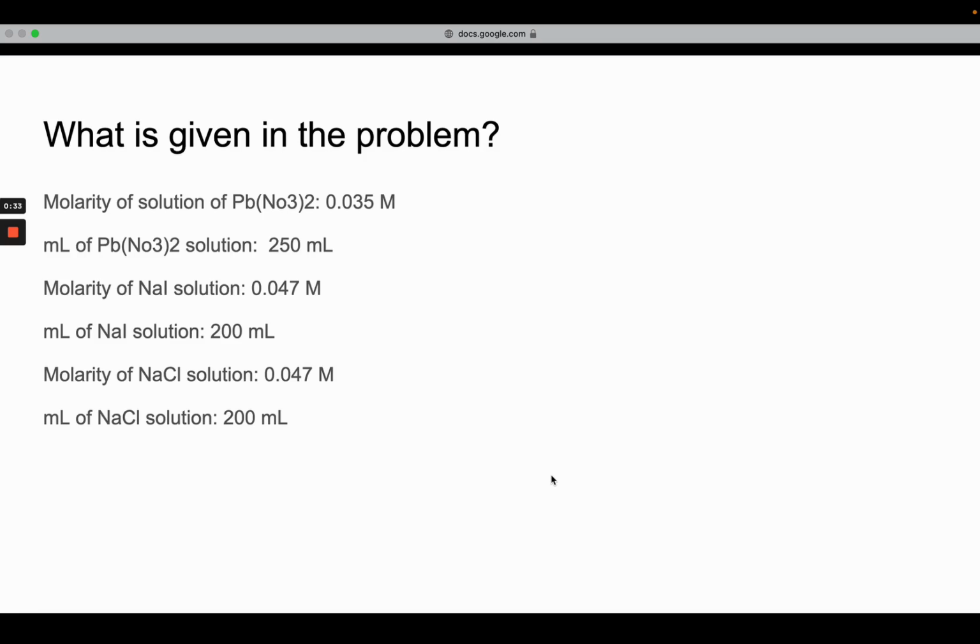So what is given in the problem? In terms of the initial solution of lead 2 nitrate, its molarity, 0.035 molar, is given, and the volume, 250 milliliters, is given. In terms of the sodium iodide solution, its molarity, 0.047 molar, is given, and its volume, 200 milliliters, is given. And in terms of NaCl solution, its molarity, 0.047 molar, is given, and its volume, 200 milliliters, is given.